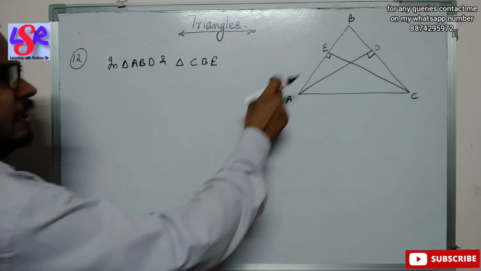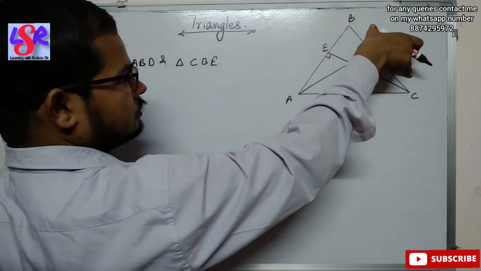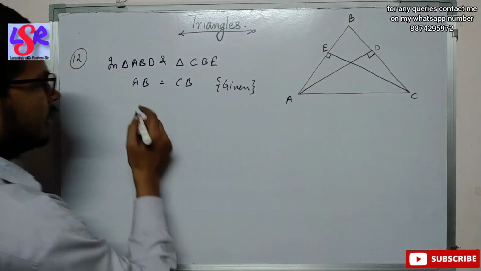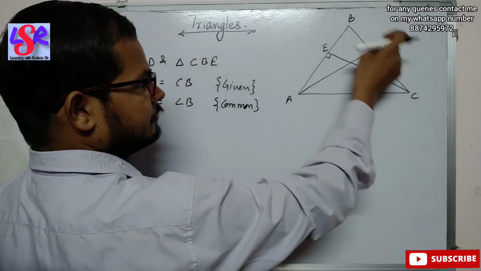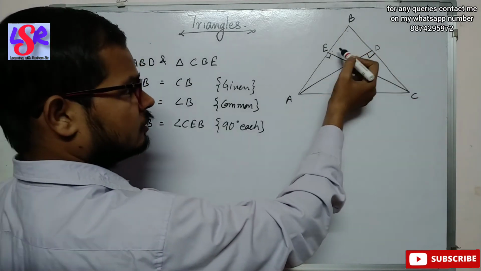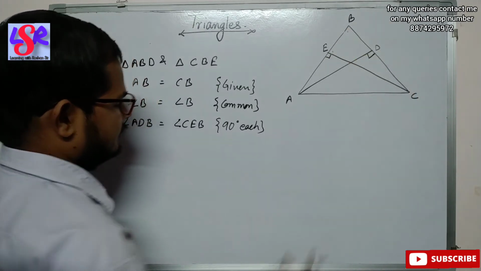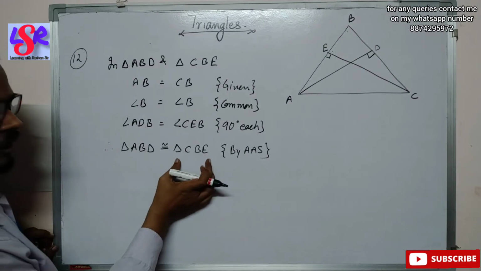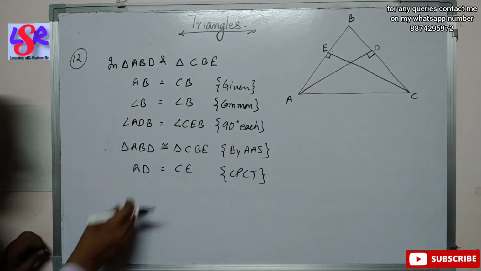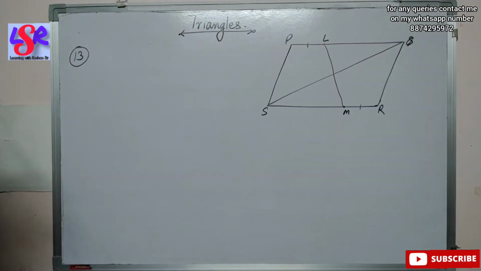So in triangle ABD and CBE, we have AB equals CB given to us. Then angle B equals angle B common in both our triangles. Then angle ADB equals angle CEB, 90 degrees each. To prove these two triangles congruent, we have used this angle, and this whole side. So it is AAS. Therefore triangle ABD is congruent to triangle CBE by AAS, and AD will be equal to CE by CPCT. Therefore AD equals CE by CPCT. Hence proved.